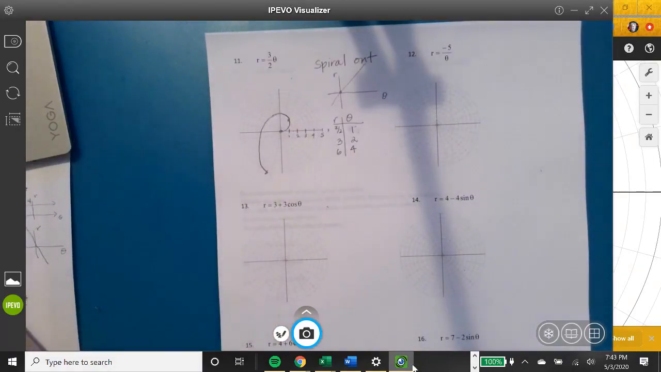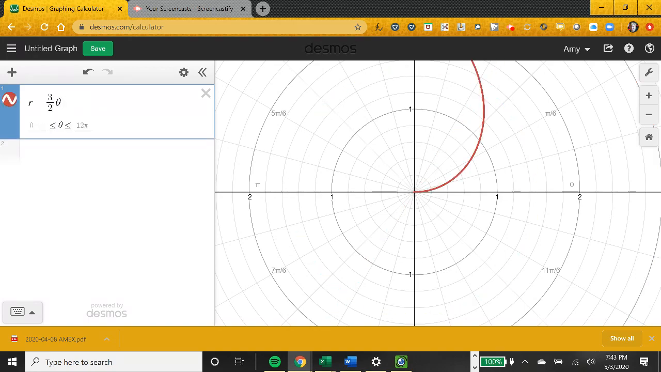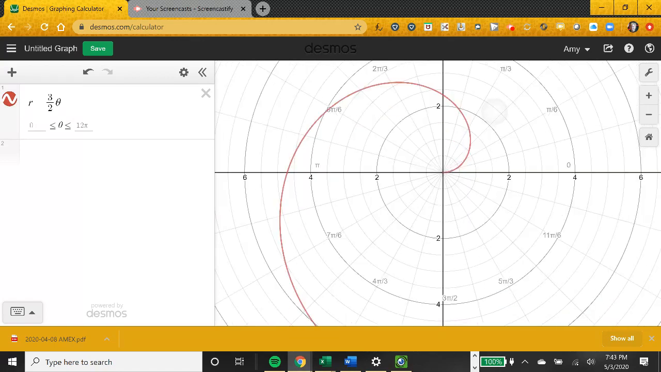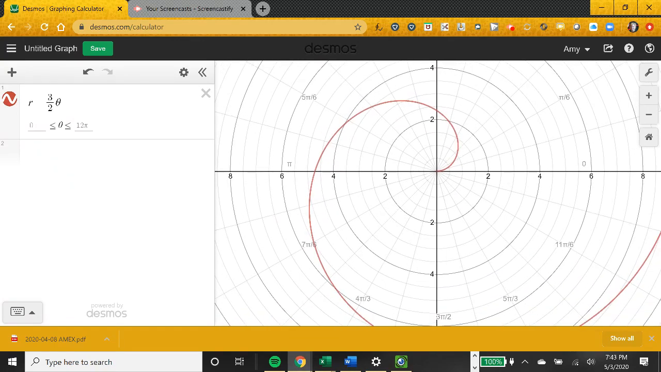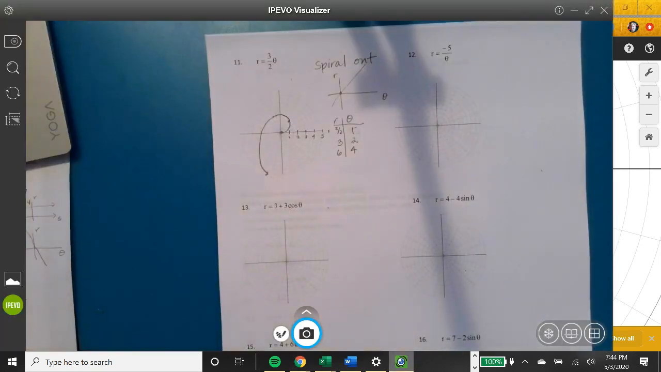And if you don't believe me, let's graph it on Desmos. R equals 3 divided by 2 times theta. And see how it spirals out really fast? So there it is. We just confirmed what we were doing. I love that. Okay, let's do another one.